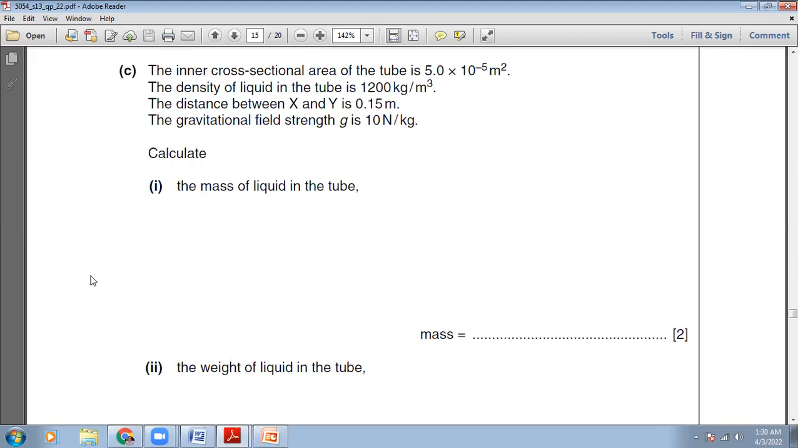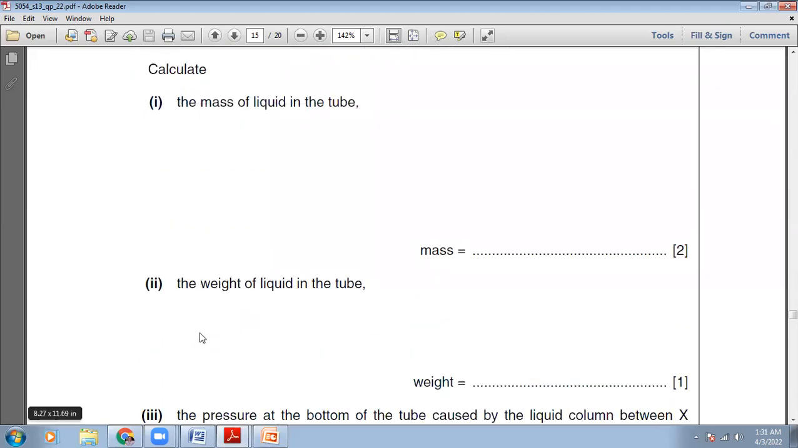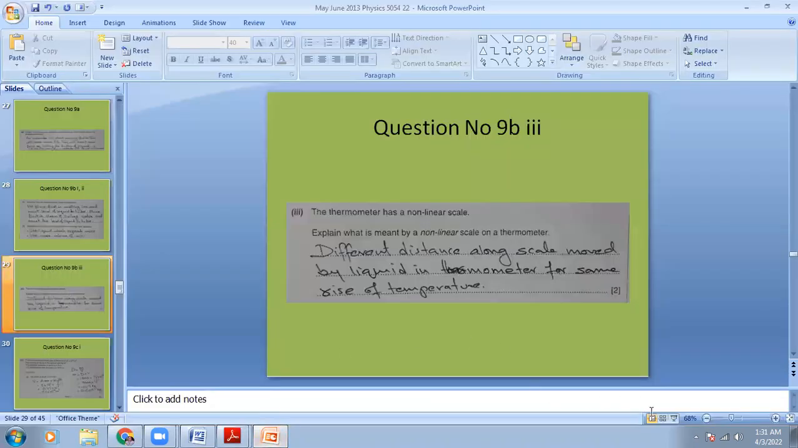Okay, so we know the cross-sectional area of the tube in which we have the liquid, and we know the length of that tube. So we can find the volume of the liquid in that tube. The volume is the cross-sectional area multiplied by the length of the tube. Once you have the volume, you can apply the formula of the density. Density is equal to mass divided by volume, so mass will be density multiplied by volume. You know the density, you know the volume. You multiply them, you get the mass in kg. And then the question is the weight of the liquid in the tube. Once you have the mass in kg, you can find the weight. W is equal to mg.